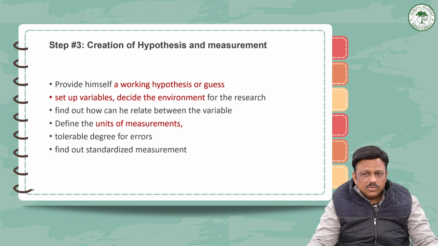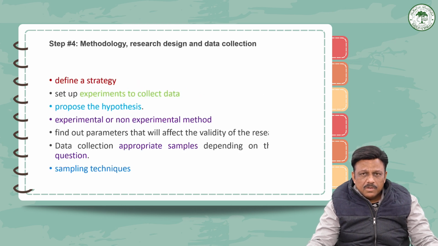The researcher will also need to define the units of measurement, the tolerable degree of error, and find out if the measurement chosen will be accepted by others. And in that, methodology formation or design is another aspect, the fourth step that needs to be taken. In this step, the researcher has to define a strategy for conducting his research. He has to set up experiments to collect data which will enable him to propose the hypothesis.